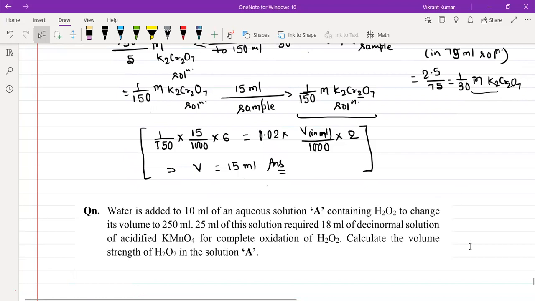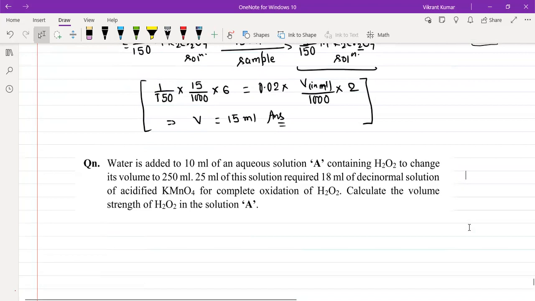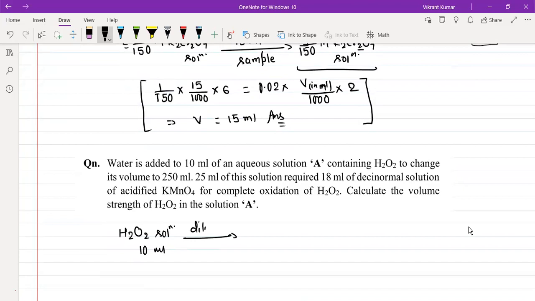Okay, now if you see, the next question is: water is added to 10 ml of the aqueous solution A containing H2O2 to change its volume to, again, look what was done here, dilution. We were having H2O2 solution which was at 10 ml. Now this was being diluted to make it 250 ml. And then a sample of it is taken to give you 25 ml. This is a practical exam question. It can be such that they diluted once, took a sample again, and then asked about the requirement.